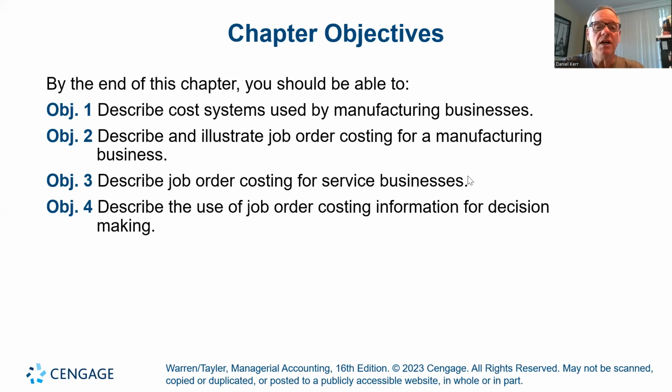And then we're going to illustrate a job order costing for a manufacturing business. We're going to take that right up to the point where we account for material and labor and a little bit about overhead. We'll hold off on the allocating of overhead until we get together on Thursday. And then we'll also talk about objective 3 and objective 4 on Thursday. So here we're going to bite off objective 1 and most, but not all, of objective 2.